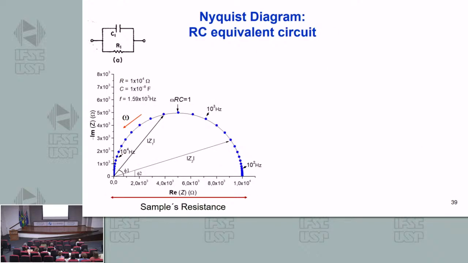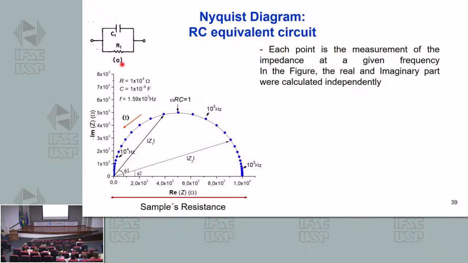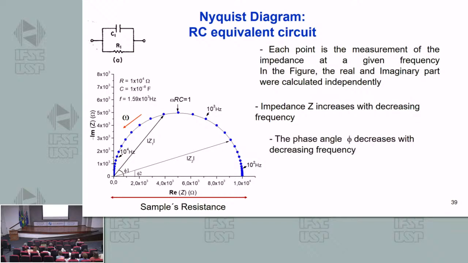So the Nyquist diagram, let's talk a little bit more about it. The resistance of the sample is read at the intercept of the real axis, x, at low frequencies. Remember that frequencies are increasing like this, frequencies are decreasing like this, and I will read my resistance here at the intercept at low frequency. So here is an ideal equivalent circuit. Each point is a different frequency. Impedance increases with decreasing frequency. The phase angle phi decreases with decreasing frequency. And I read my sample resistance here.